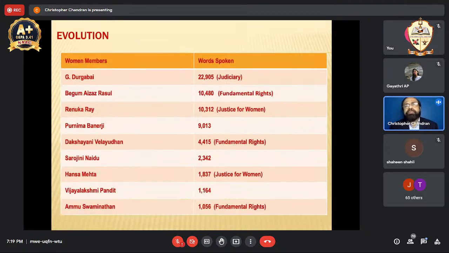The other thing is about the women members. On the right side, I've given you details of who spoke for what. We expect women to speak for women only, but some of them spoke for fundamental rights, some for justice for women, some for the strengthening of the judiciary, because without judicial support the constitution will become useless, as the judiciary is the guardian of the constitution. Every time our rights are violated, we go to the Supreme Court for restoration. And Durgabai spoke for the formation of a judiciary, which will guarantee the constitution for us.